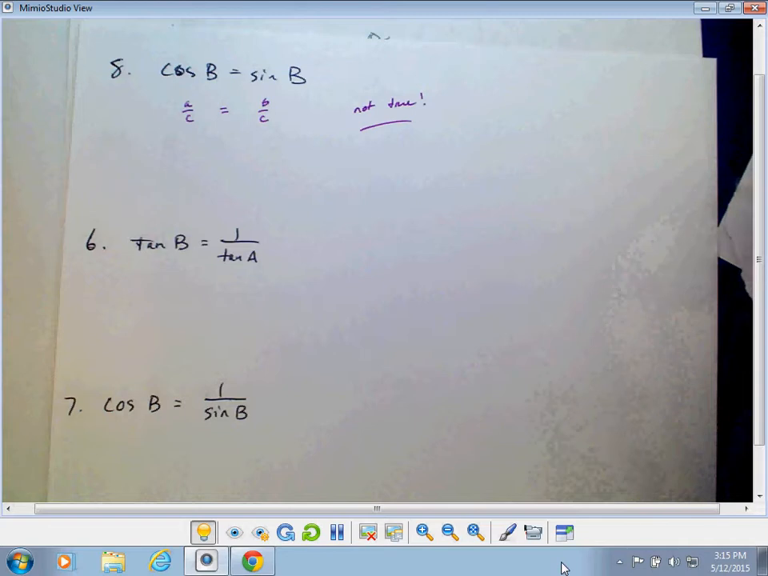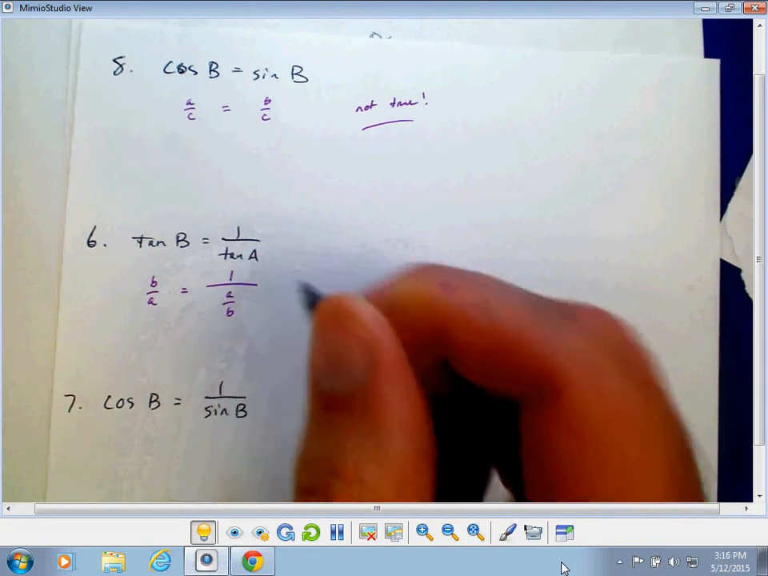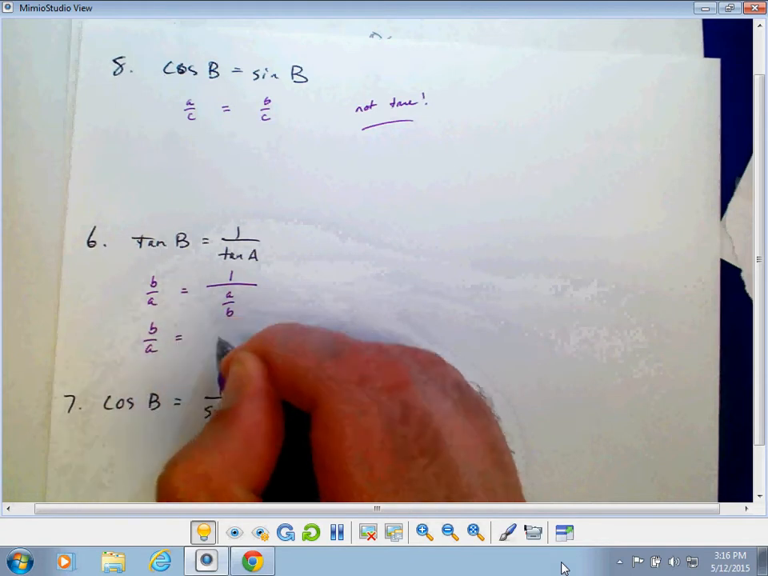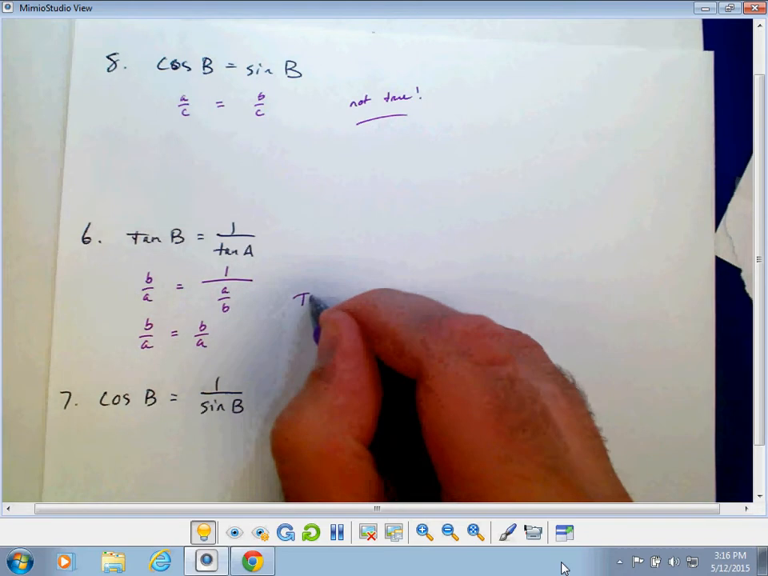Okay, we have tangent B equals 1 over tangent A. Tangent B is b over a, equals 1 over tangent A, which is a over b. This one, again, if you do this, that's just a reciprocal. When you reciprocate, they're exactly the same. This one is true.